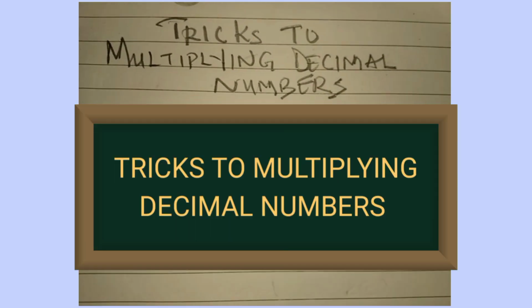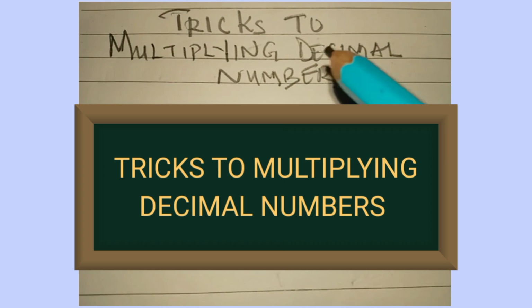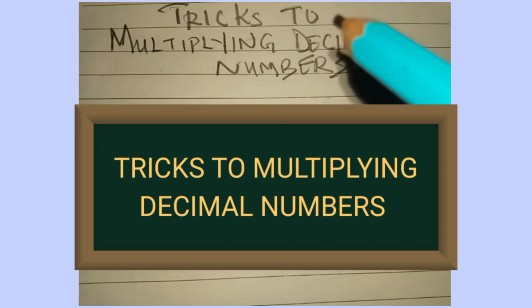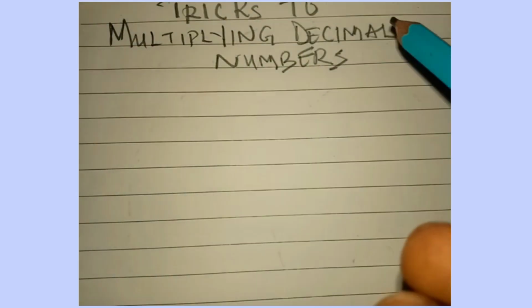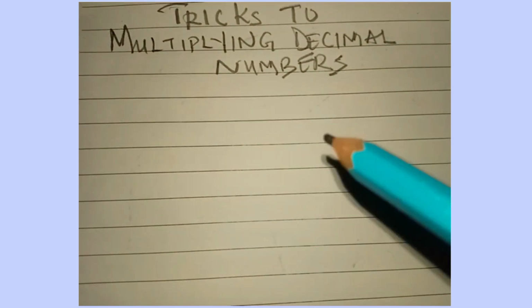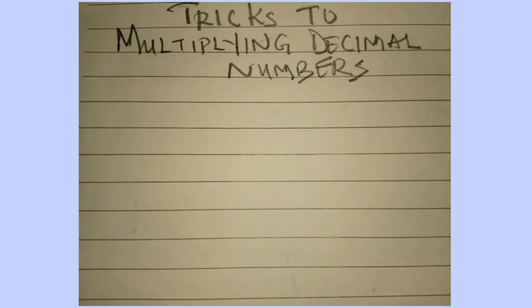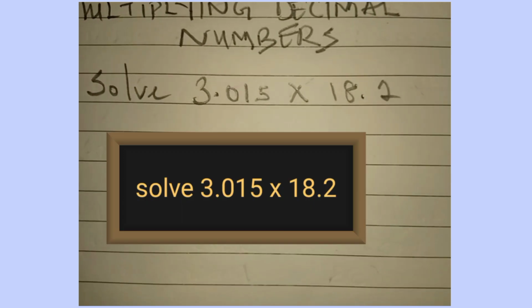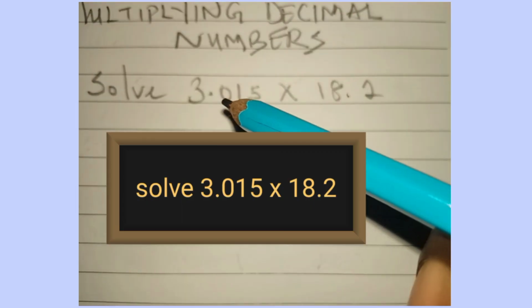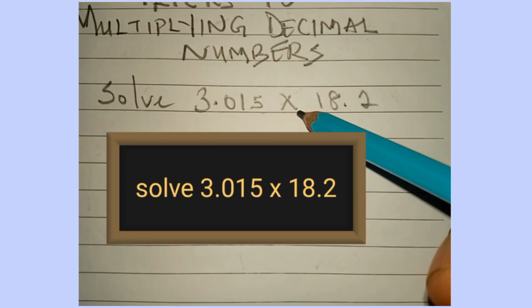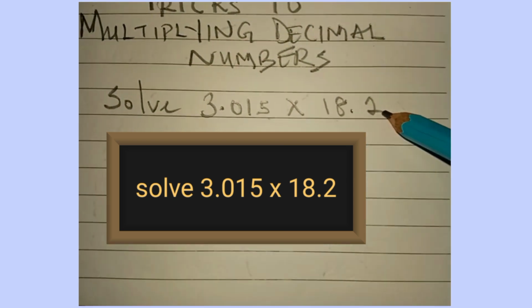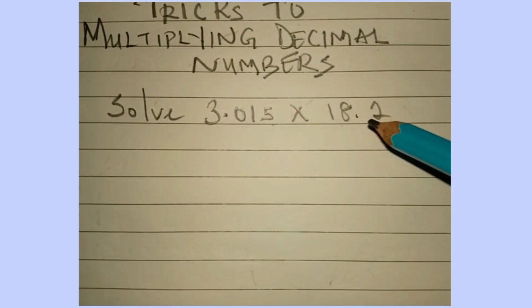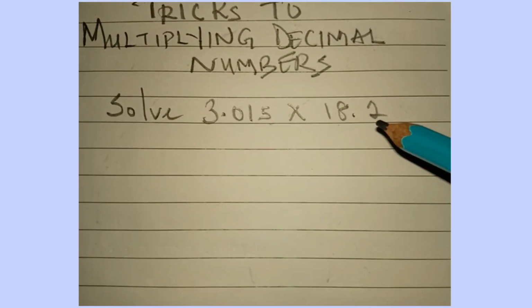Today, we're going to be looking at tricks to multiplying decimal numbers. And without further ado, let me walk you through how to get this done in a jiffy. So, we have a question here which says solve 3.015 multiplied by 18.2. And how do we go about solving this?